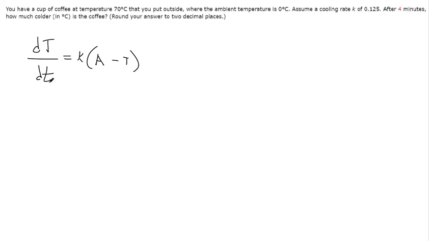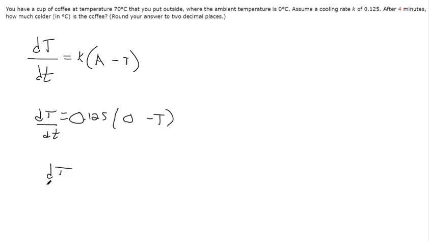So we have Newton's law of cooling. We are told that K is 0.125 and the ambient temperature is 0. And so this is a separable differential equation. Here we can also distribute to make this a lot simpler too.